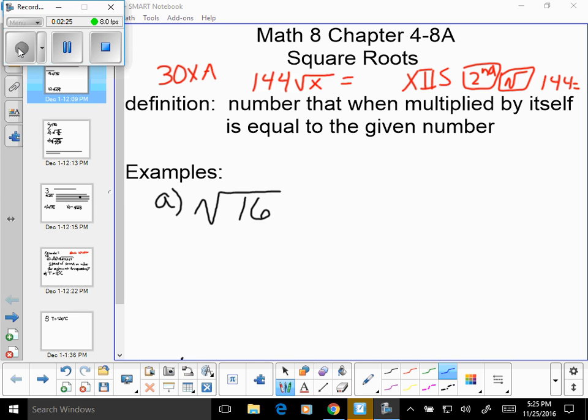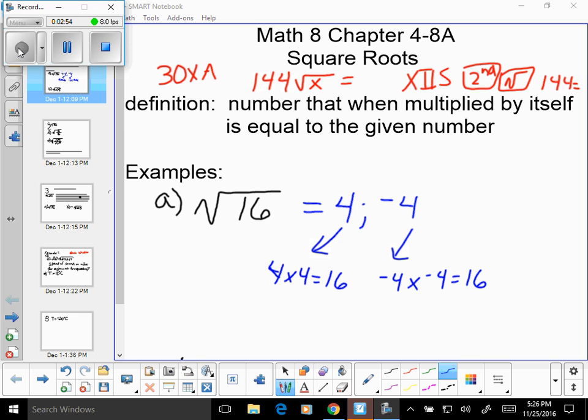Now if I think of all the factors of 16, 1 and 16, 2 and 8, 4 times 4. 4 times 4 is the square root. Now the truth is, the square root is both 4 and negative 4. 4 times 4 is 16, and negative 4 times negative 4 is also 16. So we have both a positive square root and a negative square root.